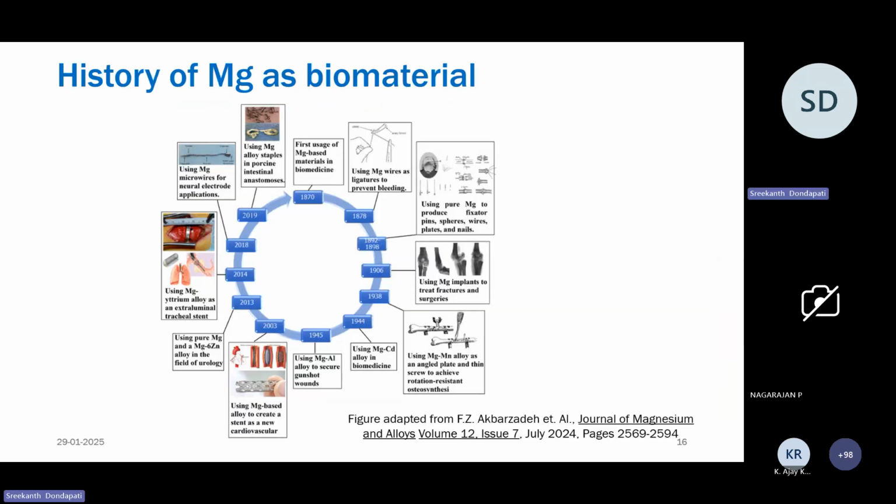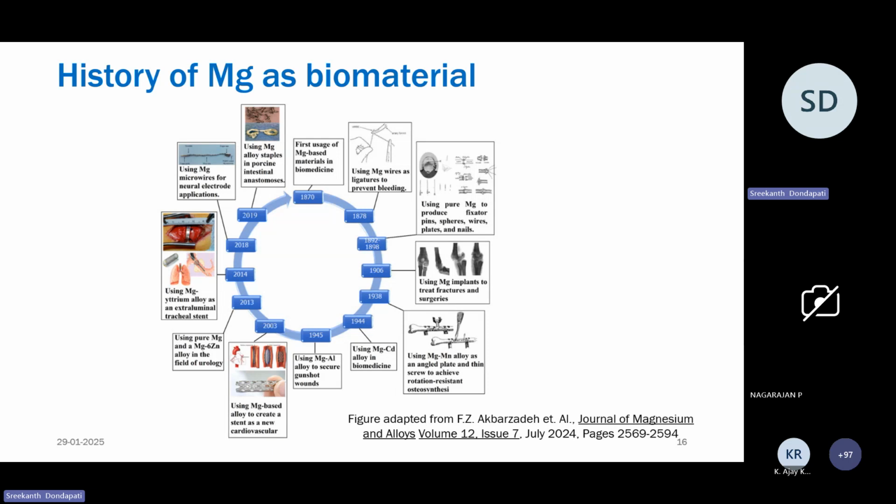Now, how has this magnesium evolved and what is its history? It dates back to the 1870s. In 1870 itself, they used magnesium in biomedicine, and later on they started using magnesium wires to prevent bleeding, for stitching and everything, as a biodegradable implant itself. Then 1892 to 1898, they started using pure magnesium to produce fixator pins, wires, plates, and nails. Then in 1906, they started using implants to treat fractures and surgeries. And in 1938, magnesium manganese alloys were used as thin screws, again in orthopedic applications.